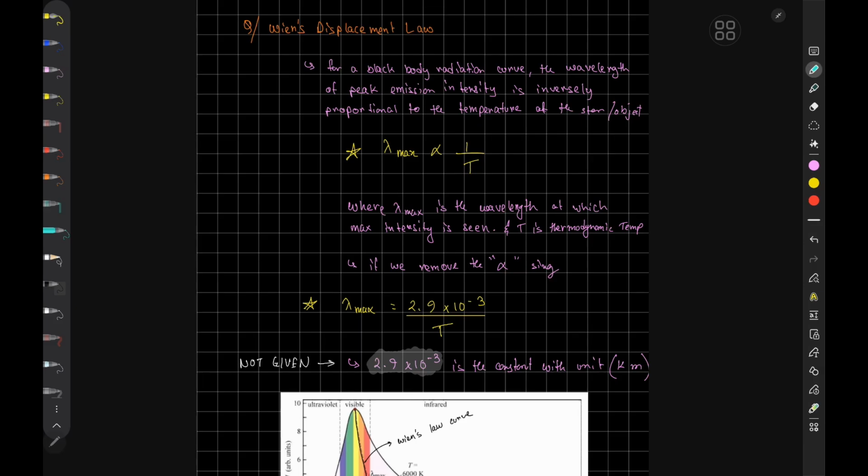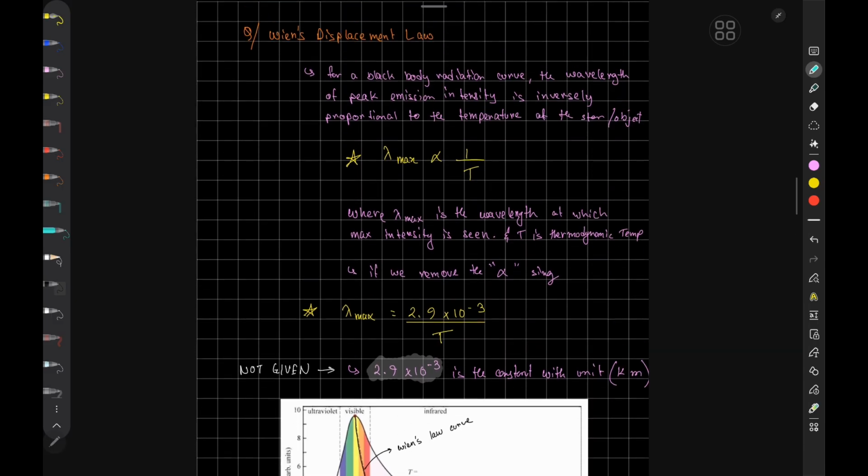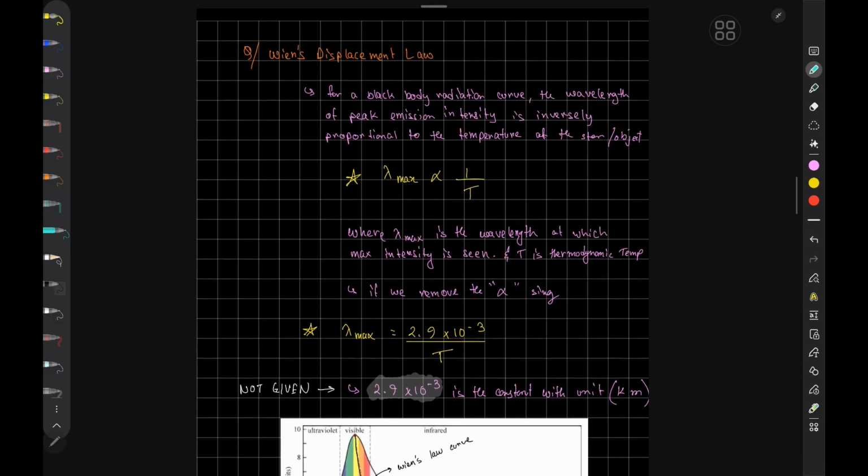Now, what does Wien's displacement law really say? What is it talking about? It says that for a black body radiation curve, the wavelength of peak emission intensity, lambda max, so lambda over here indicates the lambda of light which has max intensity.